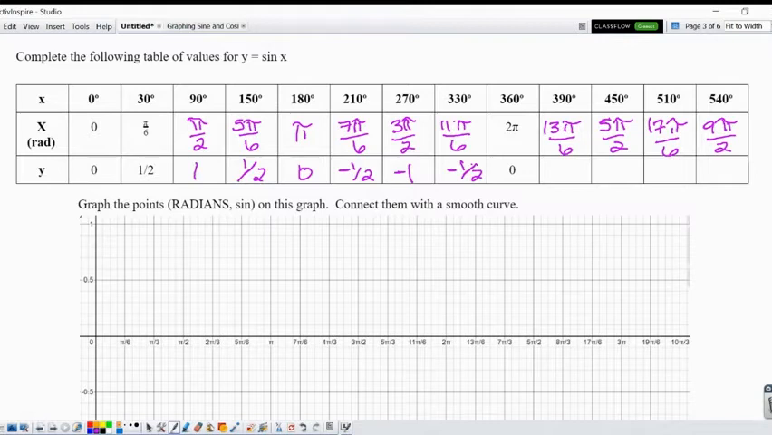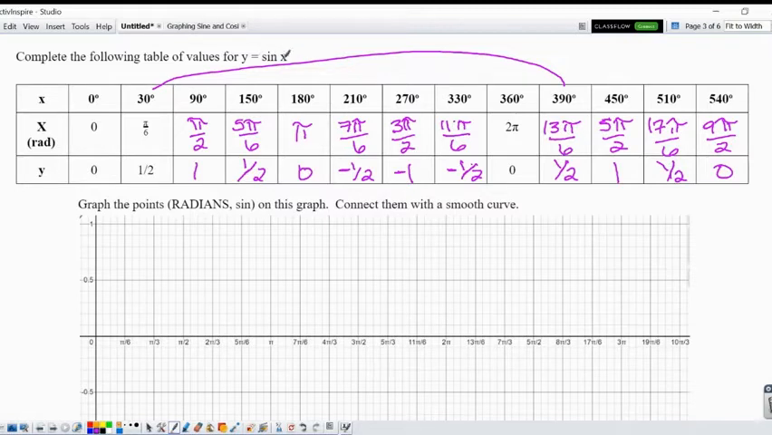13 pi over 6 is just 30 degrees beyond that. It is coterminal, stops at the same place as 30, so that means its value is also 1/2. 450 is coterminal with 90. That's the same as pi over 2 or 1. 17 pi over 6 is coterminal with 150, so that's 1/2. And hopefully you can start to see the pattern here. 9 pi over 2 is coterminal with 180. We're at the negative x-axis, and our y value for sine will be 0. So these should be pretty easy to graph.